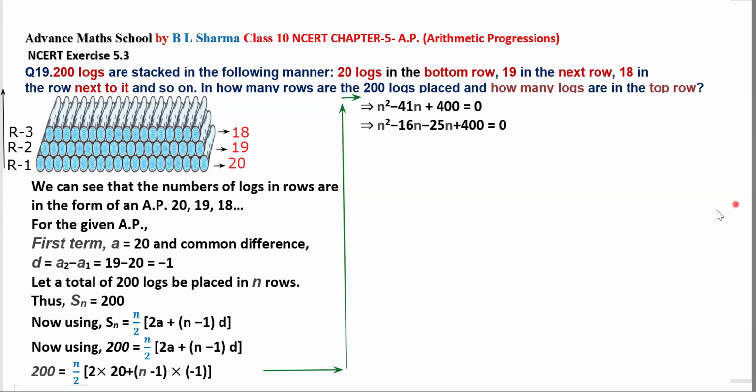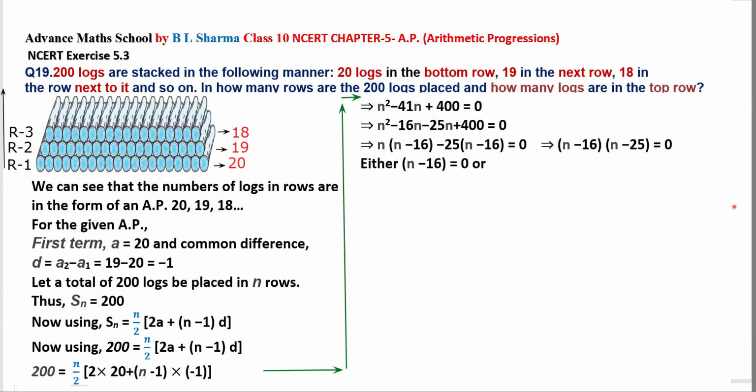Taking n common in first two terms, n minus 16. Taking negative 25 in next two terms, so that is n minus 16, that is equal to 0. Again taking n minus 16 common, n minus 25 is equal to 0. Putting each factor equal to 0, we get n minus 16 is equal to 0 or n minus 25 is equal to 0. So n is equal to 16 or n is equal to 25.